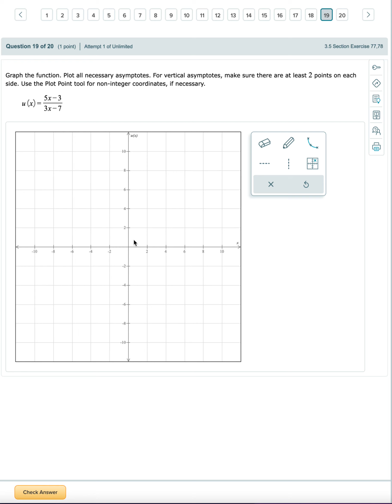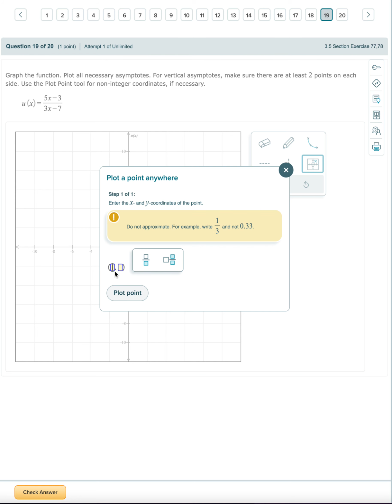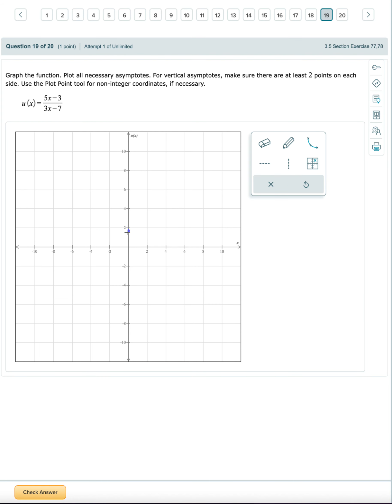So y equals 5/3 is going to be the horizontal asymptote. Now 5/3 is 1 2/3, so it's about right here, and you can't really get that by just plotting that. As you can see, we're just going 1, 2, 3. So what we'll do is click on plot a point, and we could put the point at 0 and 5/3. Let's go ahead and plot that point, and you can see it right here. Now let's take that horizontal asymptote and put it right there. So we're finished with the horizontal asymptotes.